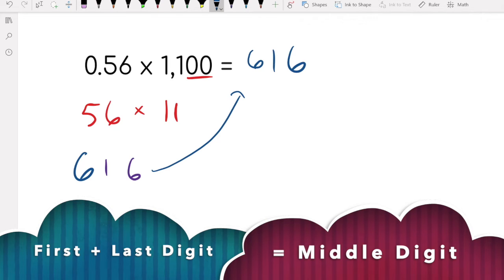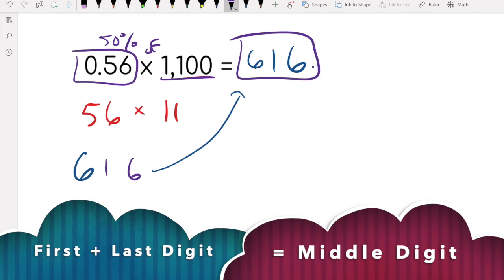And now I can consider, does this make sense? Well, this right here is close to 50% of 1100. Well, 50% of 1100 is like 550, so this makes sense, 616. The decimal is where it should be. So this is the final answer. So I just use estimation.